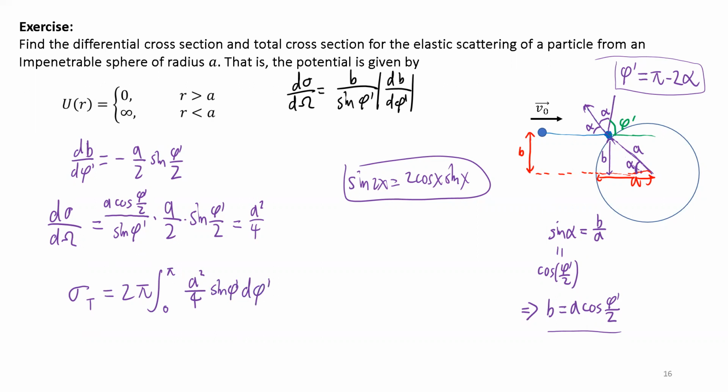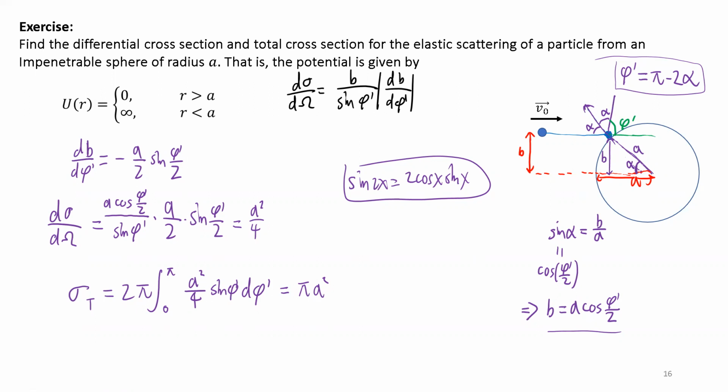So if you actually do the integral, you will find that this is pi a squared. So what is pi a squared? Pi a squared is exactly the cross-sectional area of this sphere itself. So in this case, the scattering cross-section is exactly equal to the cross-sectional area of this sphere itself.